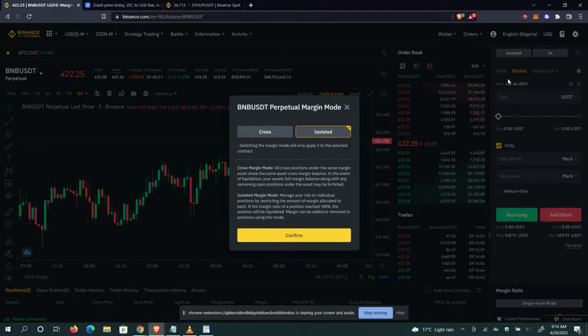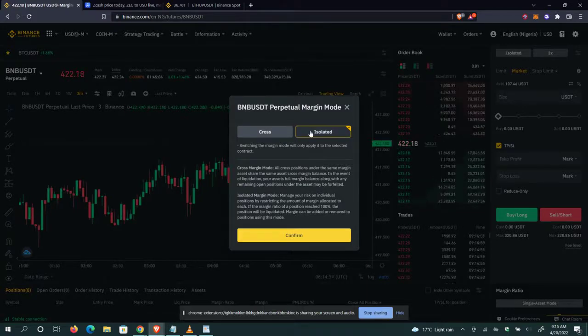Which I'm supposed to use to take a trade. And if you're a beginner or a newbie trading futures, always use the isolated. I'm going to explain the difference between cross and isolated.